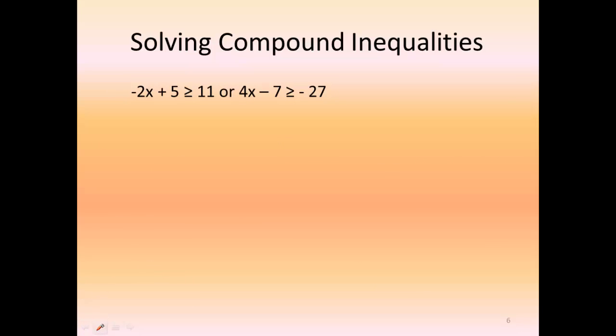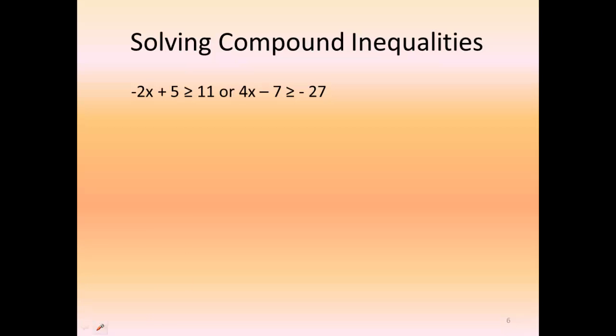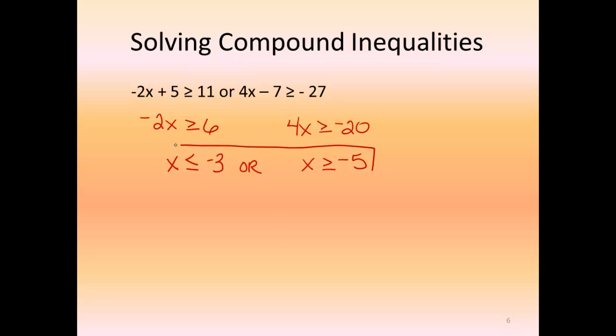Okay. Let's take a look at this OR statement. Get the pen, not the highlighter. Again, solve each one independently. Negative 2x is less than or equal to 6. Divide by a negative, so I flip the inequality. x is less than or equal to 3. Or, here if I add 7, that becomes negative 20, and x is greater than or equal to negative 5. So here is my algebraic solution.